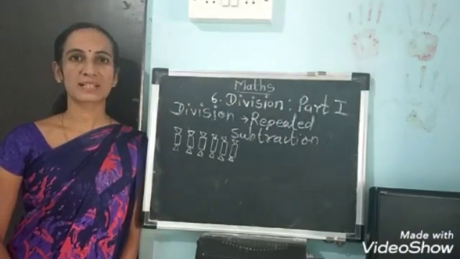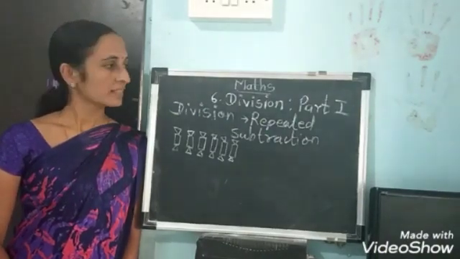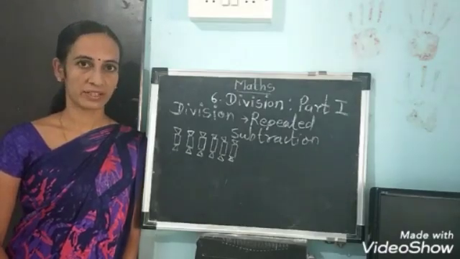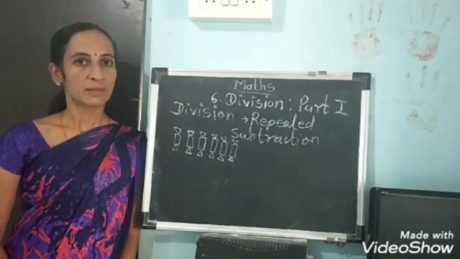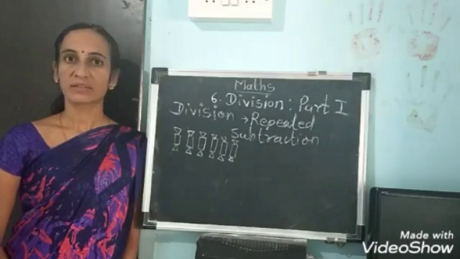Students, open your maths textbook page number 32. We are going to start a new lesson: Division. What is meant by division? Division means repeated subtraction. Do you remember the definition of multiplication? Multiplication means repeated addition and division means repeated subtraction.